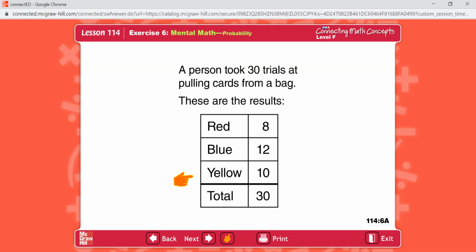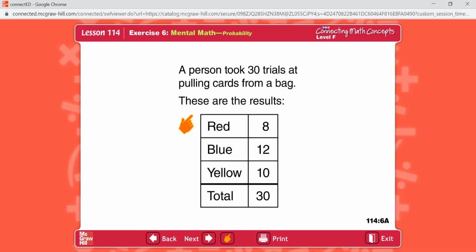If the person took twice as many trials, would you expect the person to pull out 8 cards or more than 8 cards? So if they did twice as many trials, so if they took 60 trials, would you expect them to pull out 8 or more than 8? You'd expect them to take out more than 8. If they took twice as many trials, you would expect the person to pull out twice as many red cards. What is 8 times 2 then? Twice as many. 8 plus 8, 16.